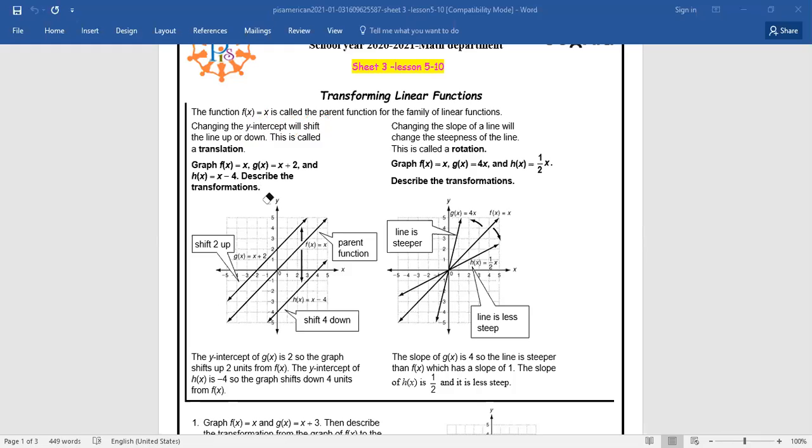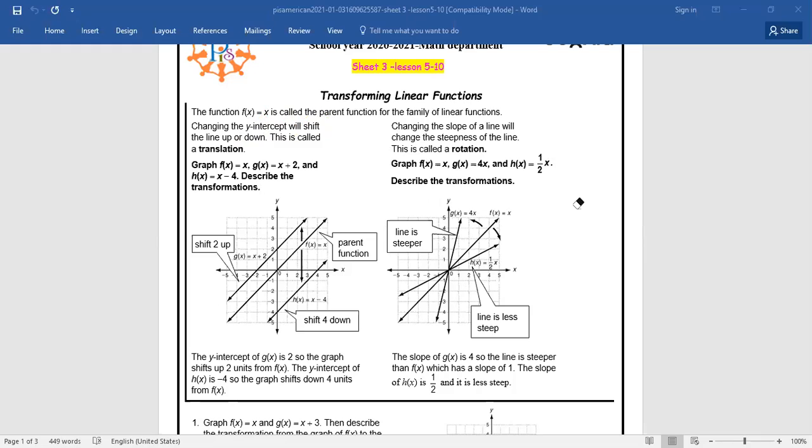Let's move to the second type. g of x equals 4x, h of x equals half x. What do you notice?